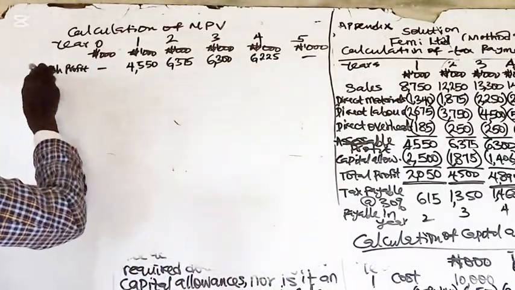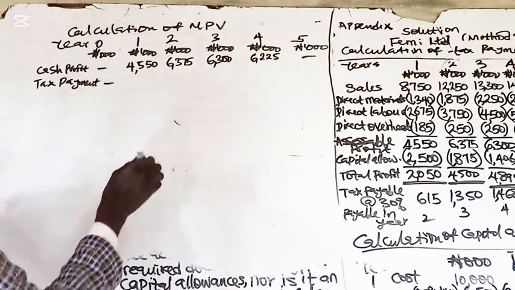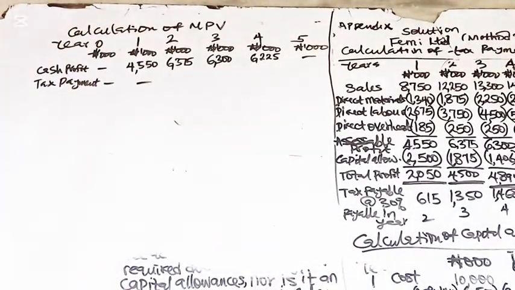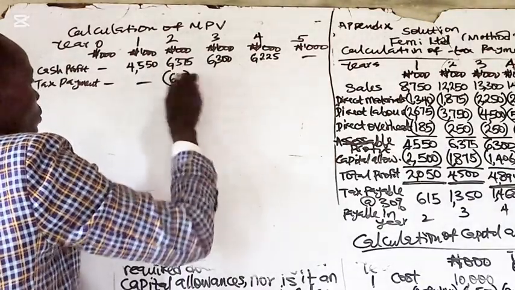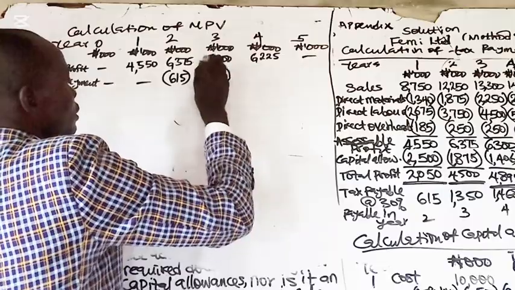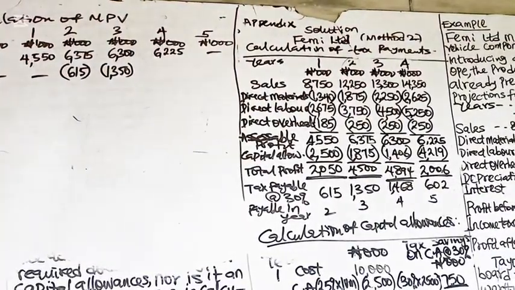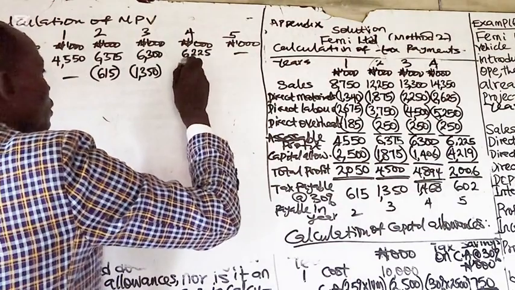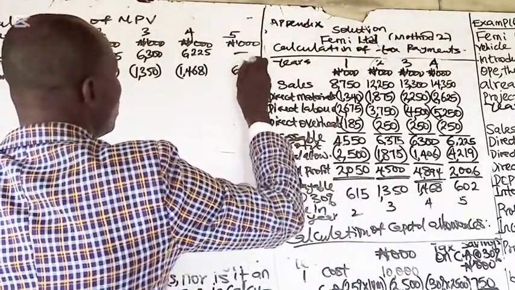Tax payments. Remember, the first tax will be paid in year 2, 615. Then 1,350 will be paid in year 3. Then 1,468 will be paid in year 4. And 602 will be paid in year 5.